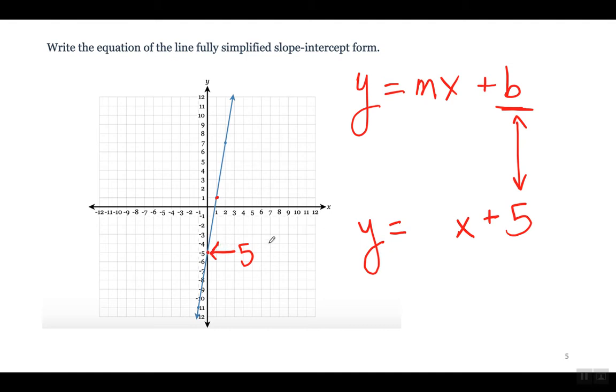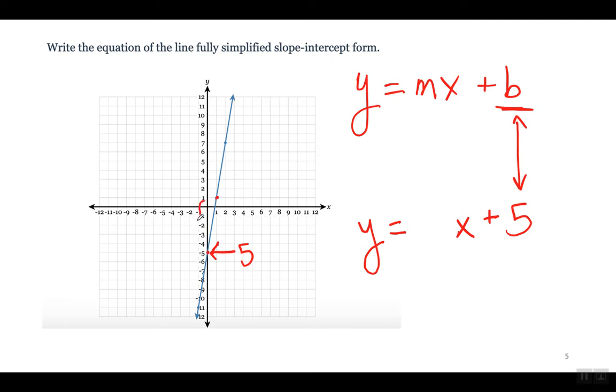All right, so I need, first of all, is it going to be positive or negative? Is the slope going to be positive or negative? El slope va a ser positivo o negativo? From left to right, the line is going up, so that means it's got to be positive. De la izquierda a la derecha, la línea va para arriba, así que el slope tiene que ser positivo. Okay, now let's get the rise over the run. Ahora vamos a coger el rise y el run.